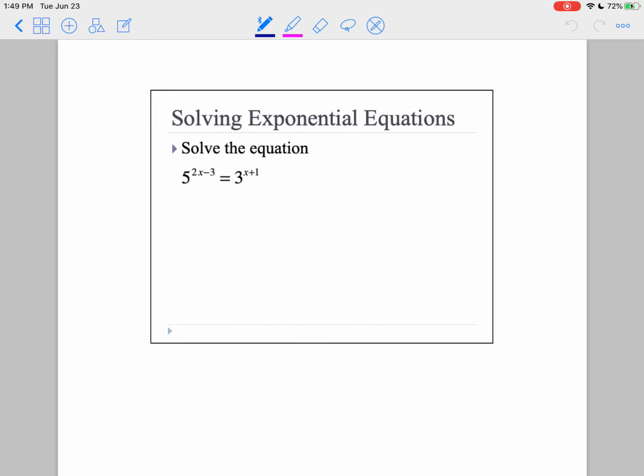However, when we get to something like this, where we have 5 to the 2x minus 3 and 3 to the x plus 1, 5 and 3 don't have any factors in common. Both of these are actually prime numbers. So I can't write 5 as a power of 3, at least not an even power of 3. And so this is where I need logarithms.